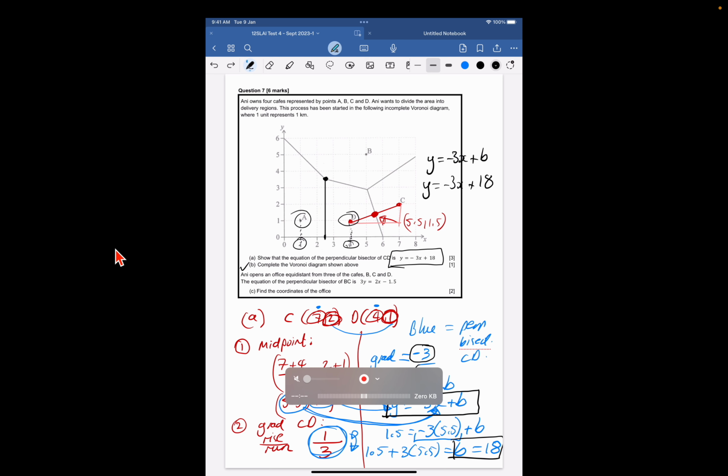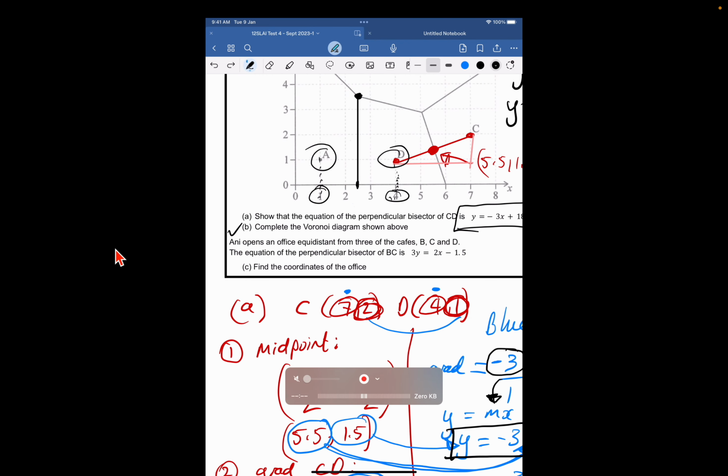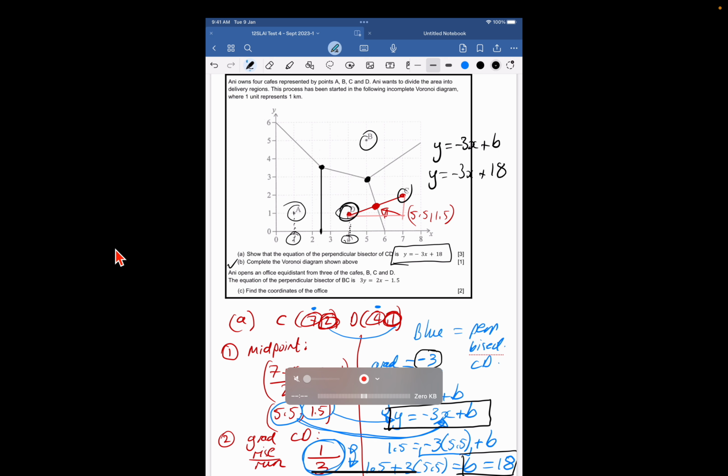And finally, let's have a look at this last one. We might need a new page for this. And Annie opens an office equidistant from 3 of the cafes B, C, D. Well, you can kind of see, can't you? Look, B, C, D, equidistance is that point there, that vertex. So the equation of the perpendicular bisector of BC. All right, so let's have a look. BC, the perpendicular bisector, is this guy.